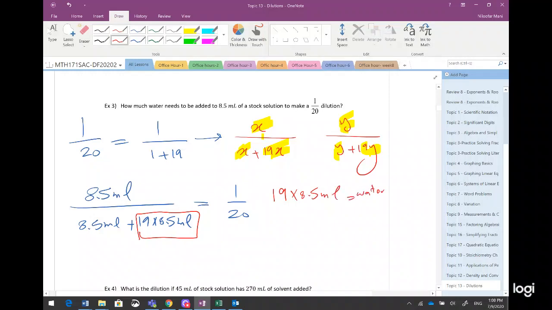And don't forget you have to write a sentence, and you have to have the unit. So the answer is 161.5 milliliter water is needed for this dilution.